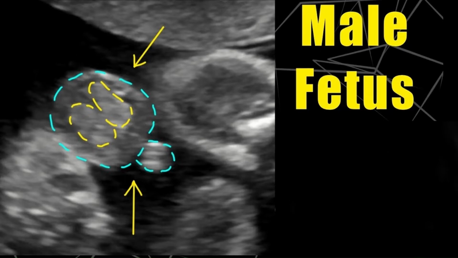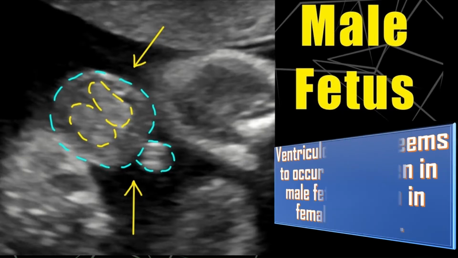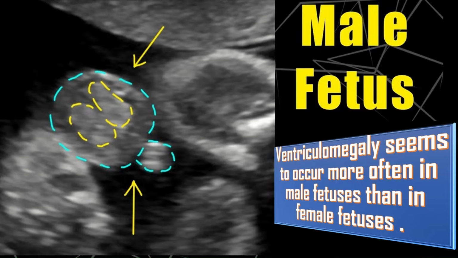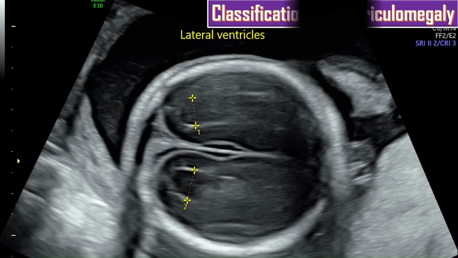Sometimes the ultrasound will only show one of the ventricles even though there are two, one on the right side and one on the left side. Ventriculomegaly seems to occur more often in male fetuses than in female fetuses. Here we have the classification of ventriculomegaly.